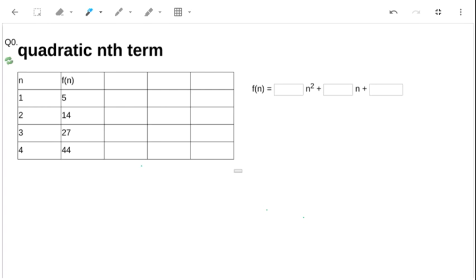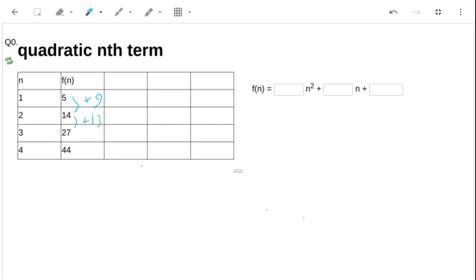And this is a question with quadratic nth term that I need to find out. I'm going to show you the way that I do it, and it might be a bit different, I suppose. It's a bit guessy, but it seems to work. It's pretty robust. The first thing I'm going to do is look at these gaps here.